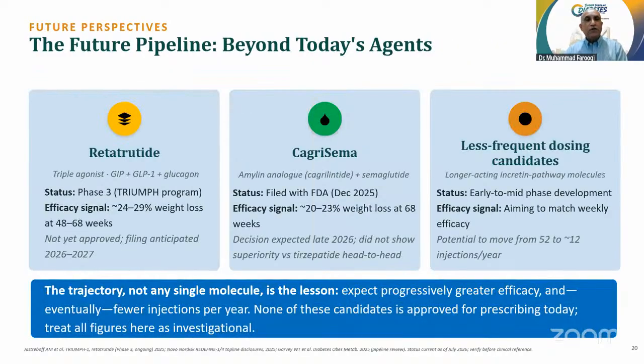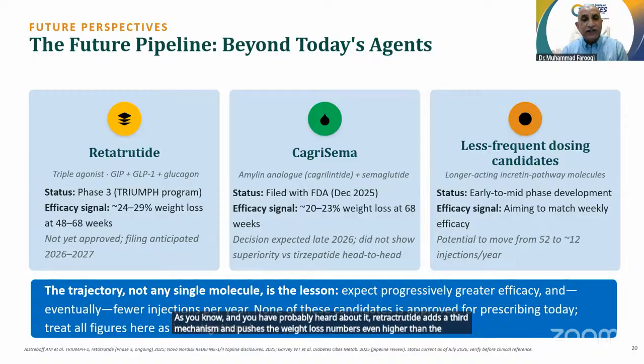So let's, for a minute, look ahead. As you know, and you have probably heard about it, retatrutide adds a third mechanism and pushes the weight loss numbers even higher than the earlier trials with other agents that we have seen. Similarly, cagrilintide pairs an amylin analog with semaglutide. And then there are even longer acting candidates which would require less frequent dosing in early development. And in fact, some of them are being looked into for possible monthly dosing as well, rather than weekly dosing.